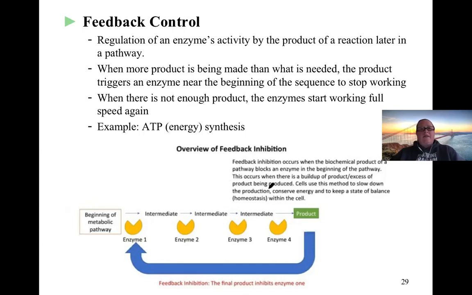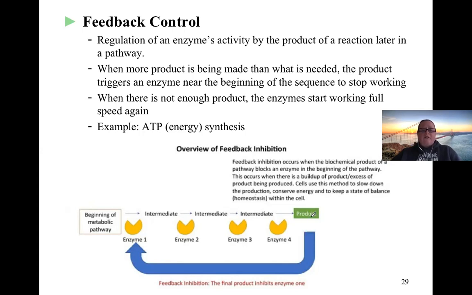Sometimes you're just laying around and your body doesn't need a lot of extra energy, so the ATP will start building up, and a message will be sent back to one of the earlier enzymes in the sequence saying, hey, slow ATP production down, we don't need as much. So it slows it down or maybe even stops it. That is an example of a feedback control mechanism.